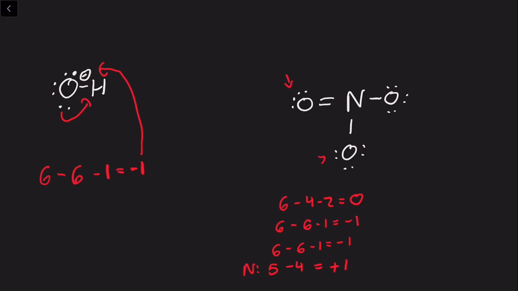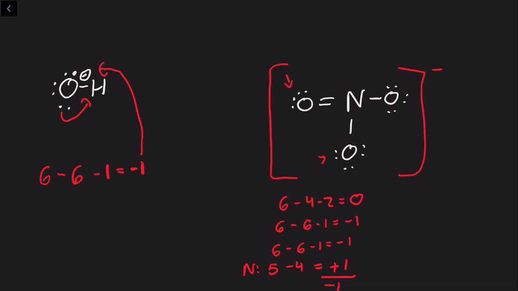So what do we do here? Well, we want to find out what the total charge is. So we're basically going to add all these charges together. That's going to be our total charge. So -1 plus -1 plus 1 gives us an overall charge of -1. So this structure, we would put a negative charge on it.